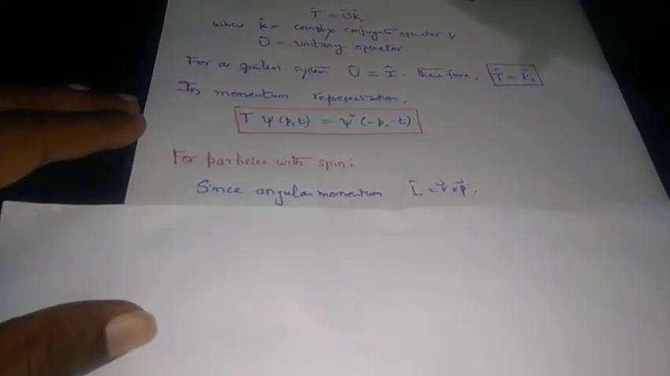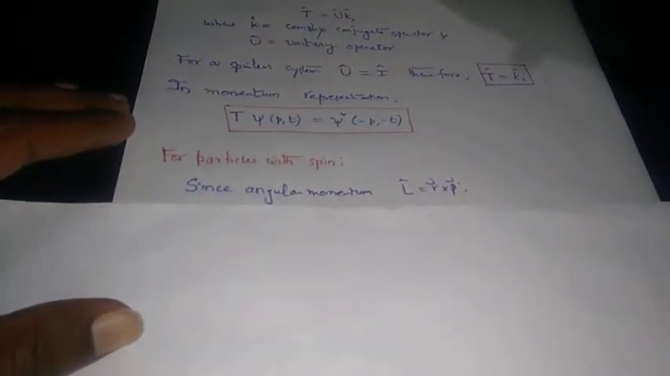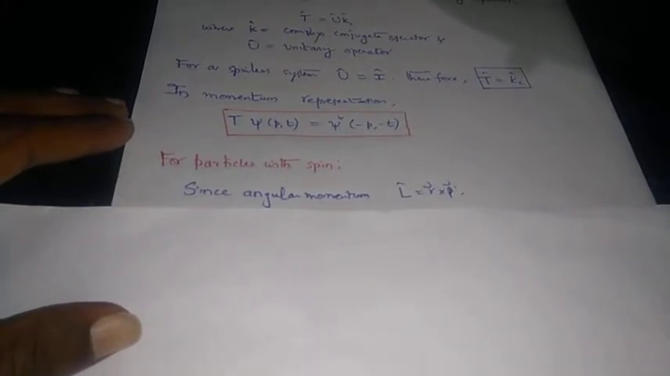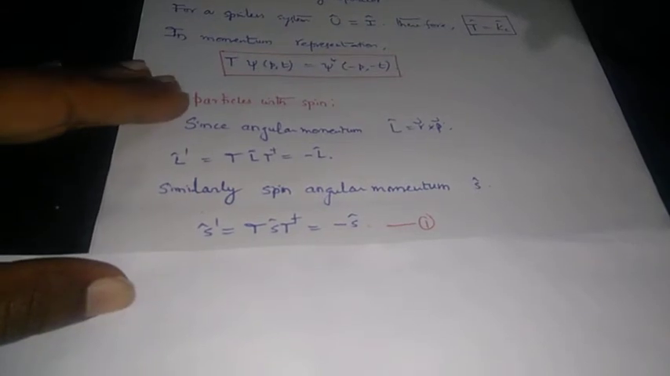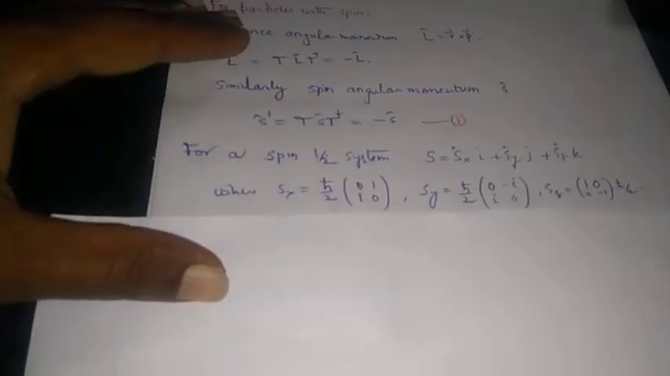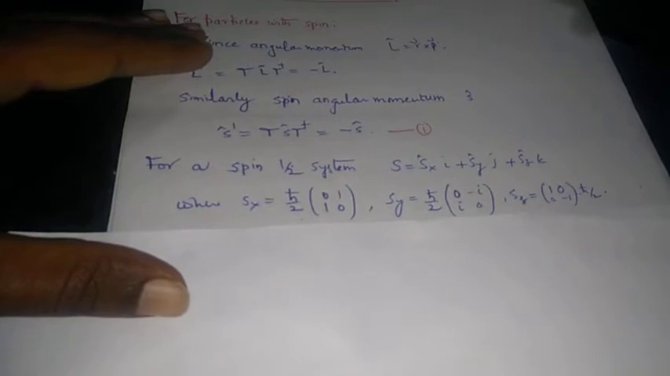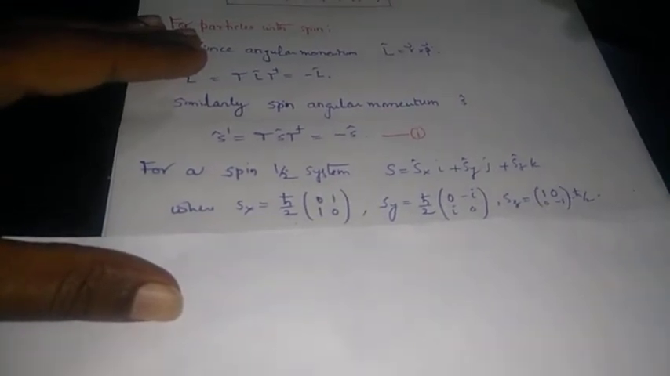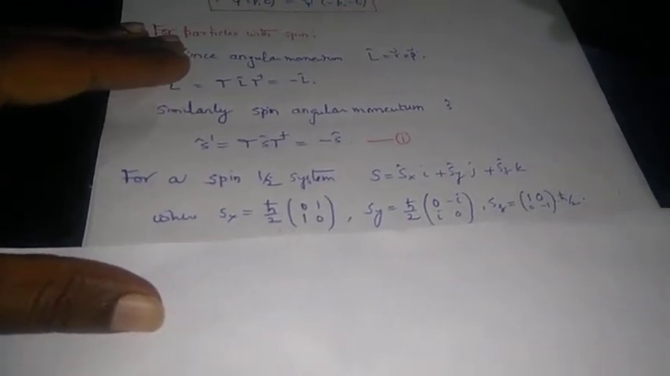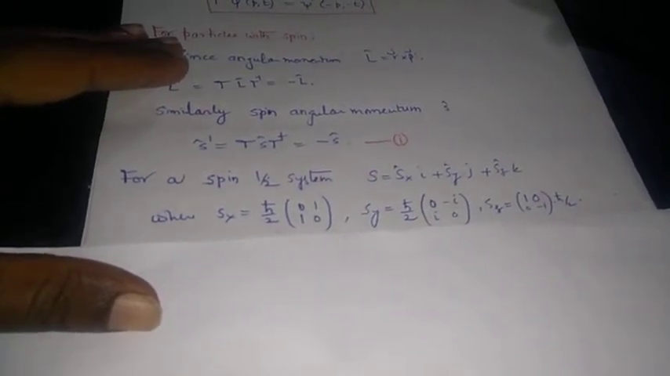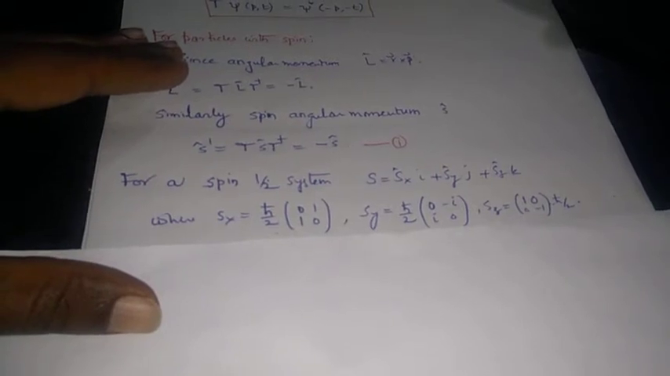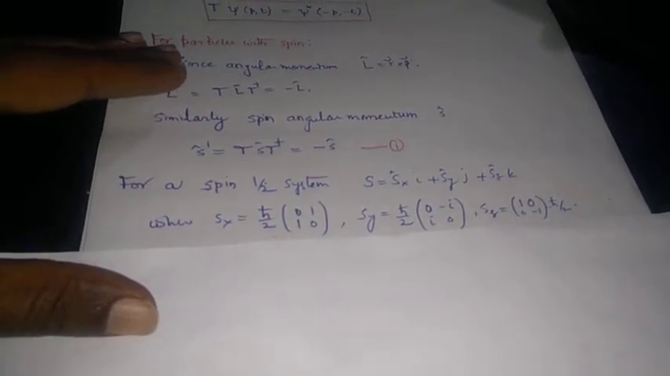Since angular momentum is a cross product of the position vector r and momentum vector p, after transformation L prime is equal to minus L. Similar is the case for spin angular momentum S, as equation number 1. And for a system with spin half, S equal to 1/2, we can write the components of spin angular momentum Sx, Sy, Sz in terms of the Pauli matrices like this.